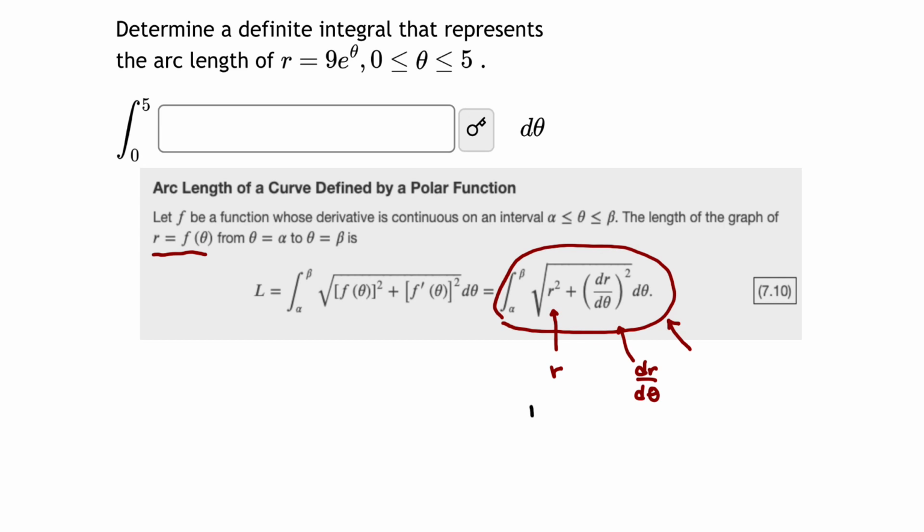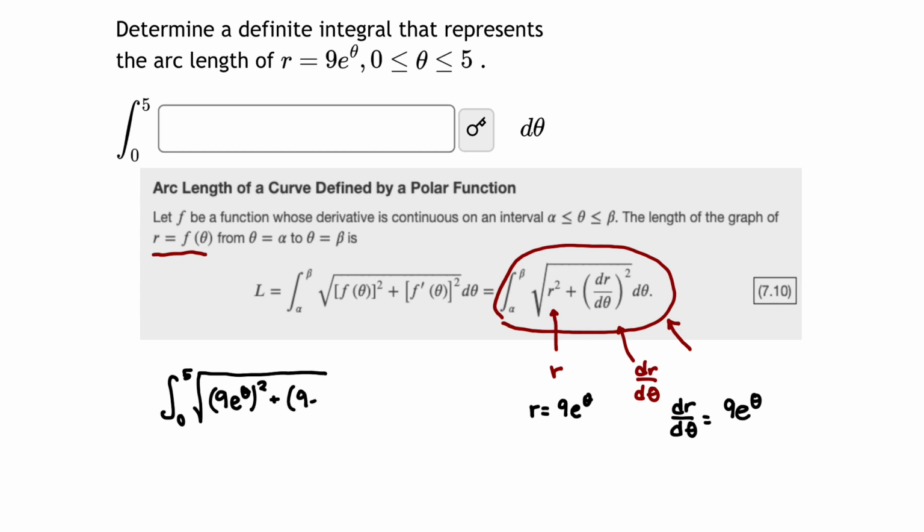r is just the function 9e to the theta. dr d theta, well, that's the derivative of r with respect to theta, and that's also 9e to the theta. And so it just looks like we're putting 9e to the theta, squaring it, adding to it 9e to the theta squared again. That means we're going to take the integral from 0 to 5 of 9e to the theta squared plus 9e to the theta squared d theta.